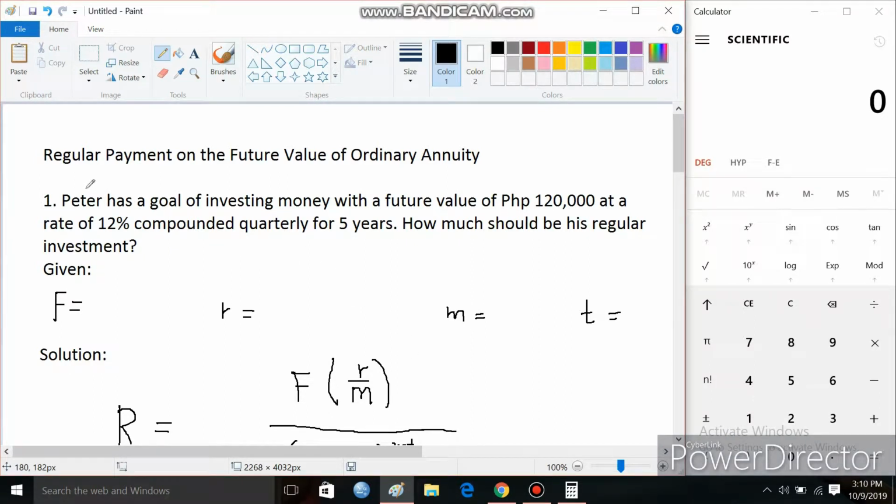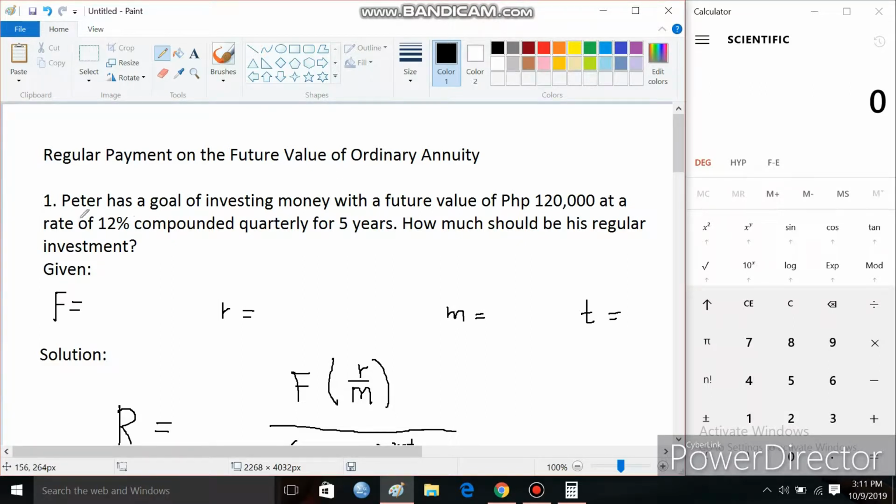Today we'll be talking about the concept of regular payment on the future value of ordinary annuity. Basically, the aim of this topic is to calculate the regular payment that you're going to pay or invest so that you'll achieve a future value of an ordinary annuity.